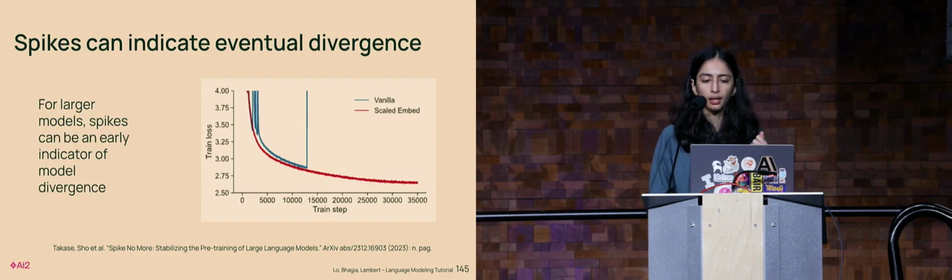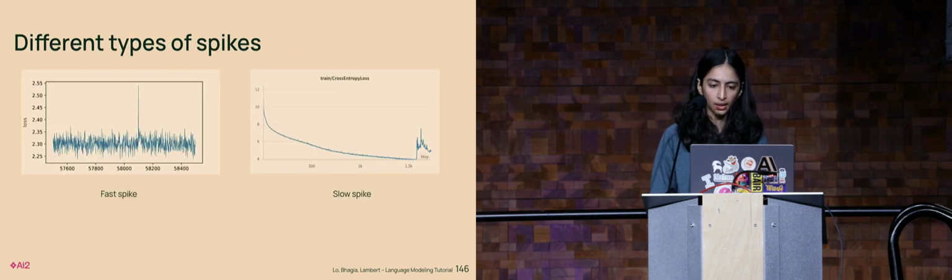Most importantly, as you do scale the number of parameters, the spiky grad norm can translate to spiky loss curves and ultimately cause your model to diverge. So how do you fix this? Before we get into the architectural fixes, let's actually discuss a couple different types of spikes that you can observe.